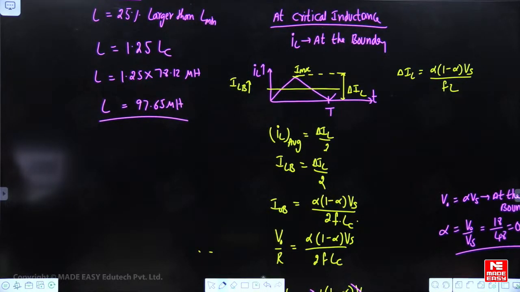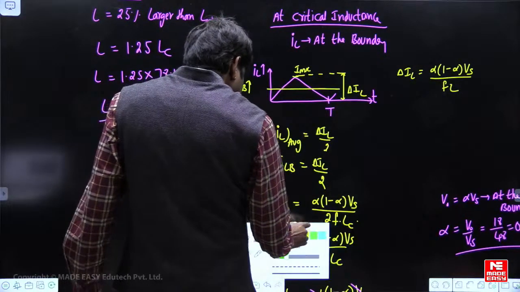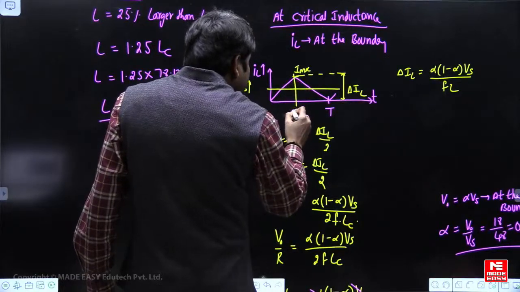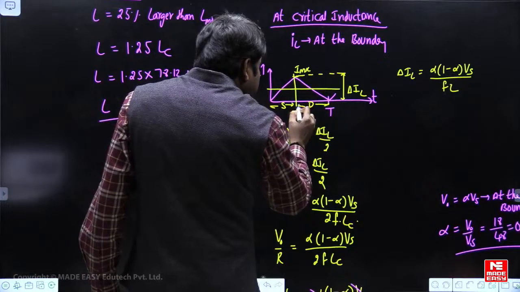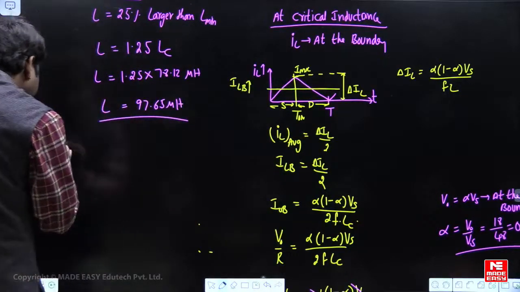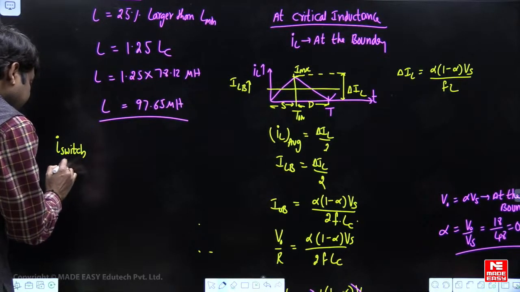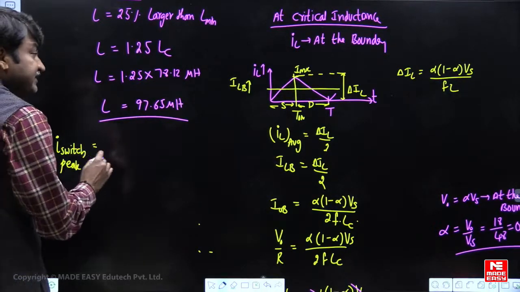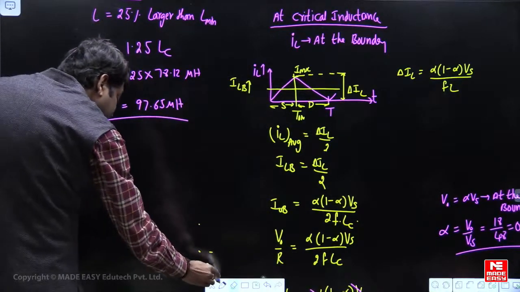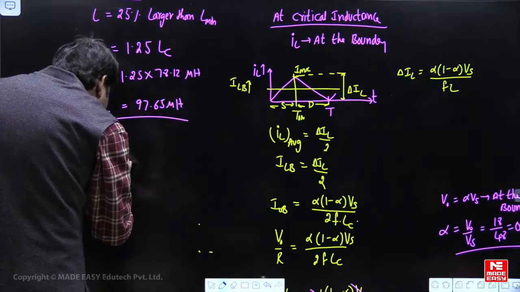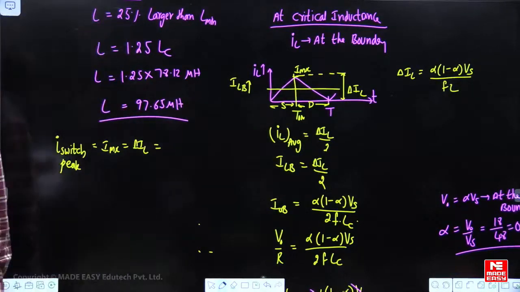Find the peak current that is passing through the switch. So just look here. See, up to T on, the switch will conduct. Second mode, the diode will conduct. So here, the peak value of current passing through the switch is the same as I maxima. And what is I maxima? Delta L. Try to find out this.